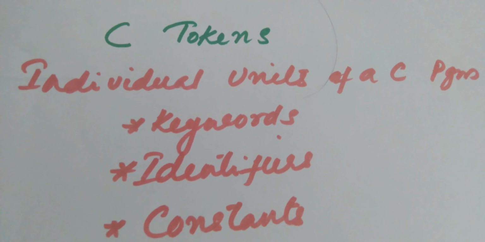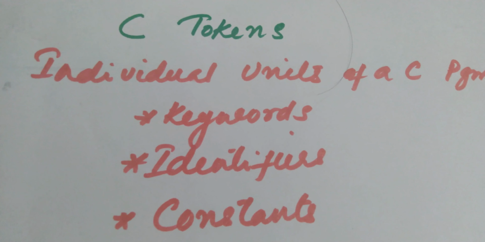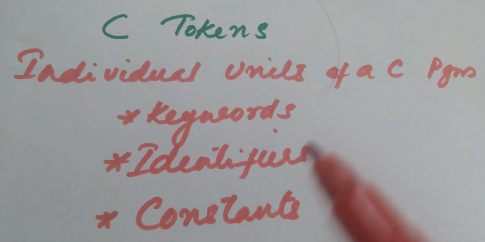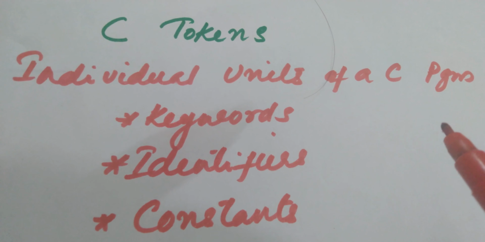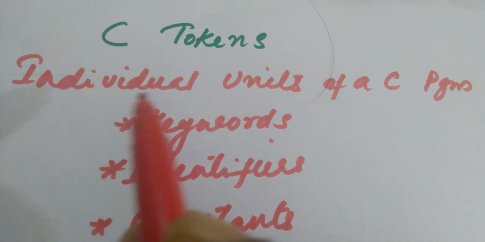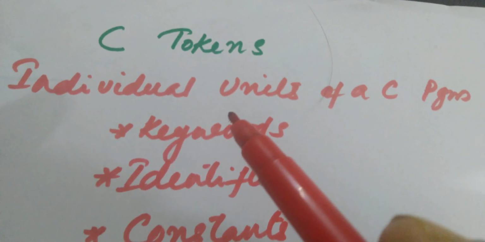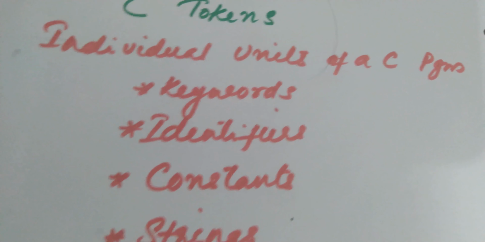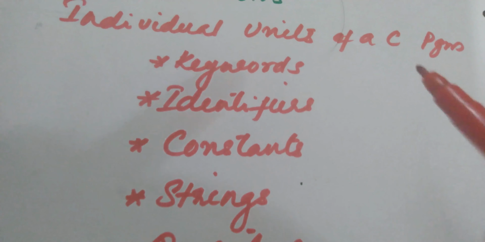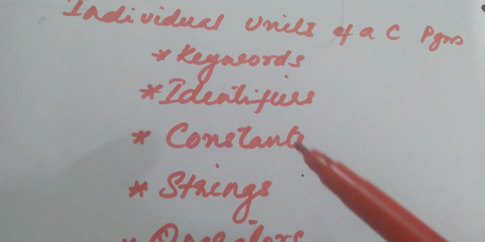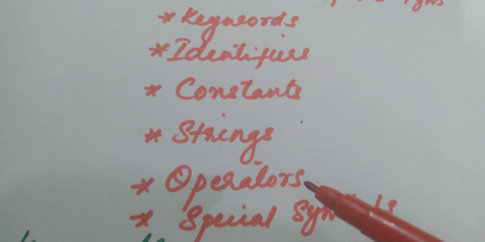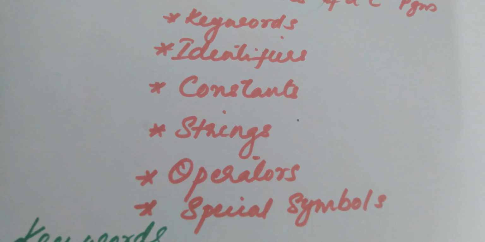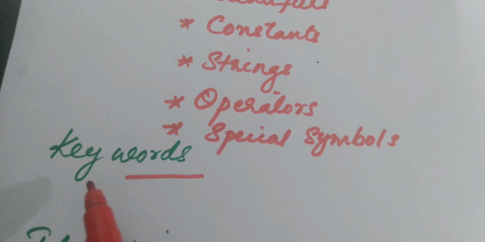Today in this class 6 of C programming, we will be discussing C tokens. What are C tokens? Individual units of a C program are known as C tokens, and these C tokens can otherwise be known as the building blocks of a C program. So there are 6 C tokens in C, that is keywords, identifiers, constants, strings, operators and special symbols. And out of that, we can first discuss keywords.